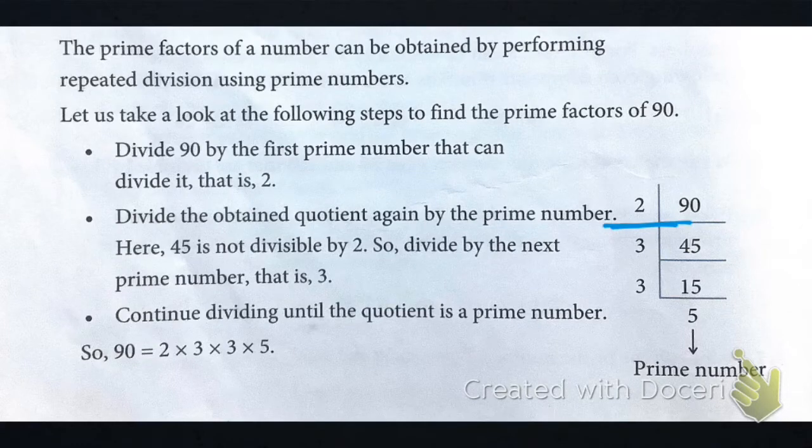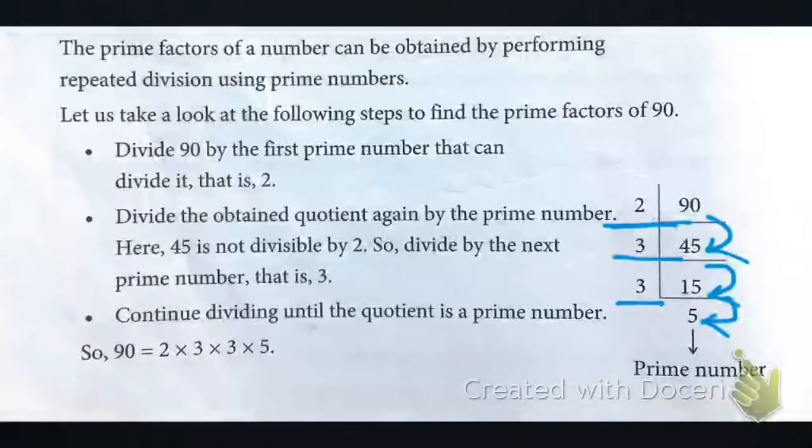So let's divide 90 by 2. What will you get? You will get 45. Again, let's divide it by 2. Is 45 divisible by 2? Students, 45 is not divisible by 2, so let's divide it by 3. When you divide by 3, you will get 15. Again 15 is not divisible by 2, so divide it by 3. When you divide it by 3, you will get 5.